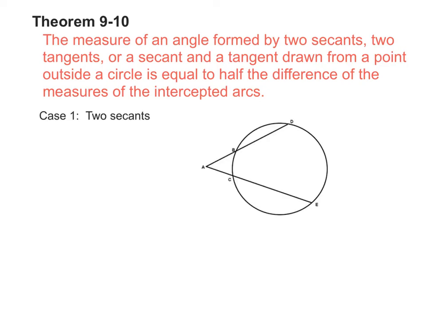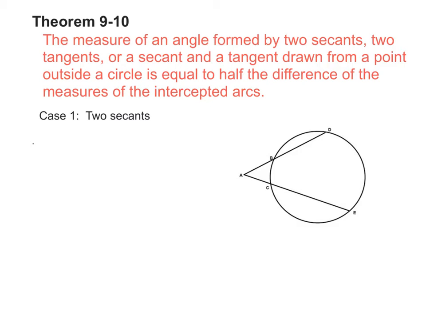So let's say we've got two secants. So we've got a secant ABD and another secant ACE, and they're intersecting the circle from a point outside the circle. So what exactly is this theorem stating?